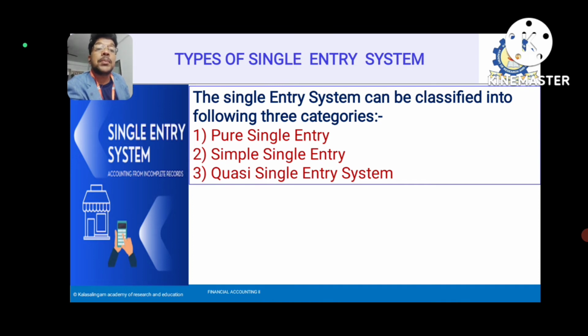Next, under the simple single entry system, personal accounts and the cash book are kept. Posting from the cash book is made only to the personal accounts and not to the real or nominal accounts. The third one is the quasi single entry system. Under this system, personal accounts, the cash book and some other subsidiary books like the purchase book, sales book, bills receivable book and bills payable book are kept.